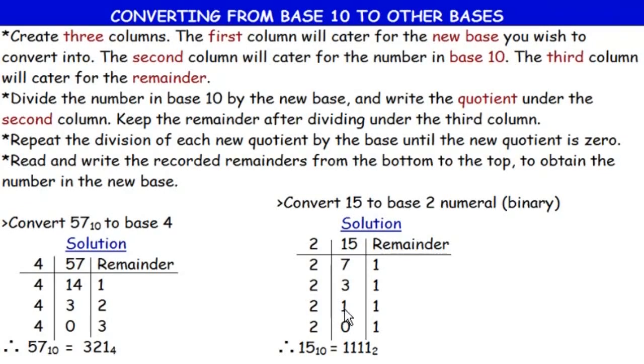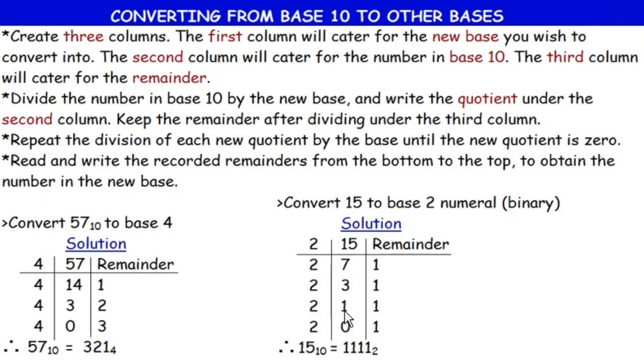Now whenever the quotient becomes less than the base, you may decide to stop, and then you start reading from that last quotient. You move towards the right and then you move upward. Or in other words, whenever the quotient is less than the new base, whenever you divide that lesser quotient by the base, the quotient should be 0, and then the remainder will be the same as this last quotient here.